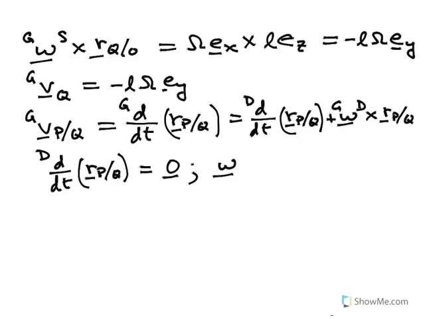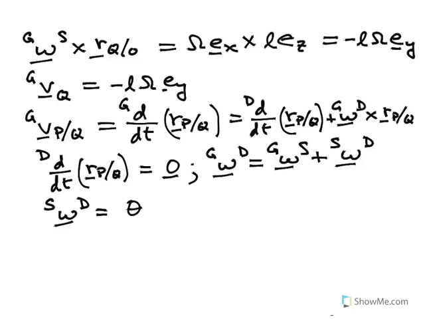The angular velocity of the disk as viewed by an observer fixed to the ground is the angular velocity of the shaft as viewed by an observer fixed to the ground, plus the angular velocity of the disk as viewed by an observer fixed to the shaft. The angular velocity of the disk as viewed by an observer fixed to the shaft is equal to theta dot EZ, and we already have the angular velocity of the shaft relative to the ground.